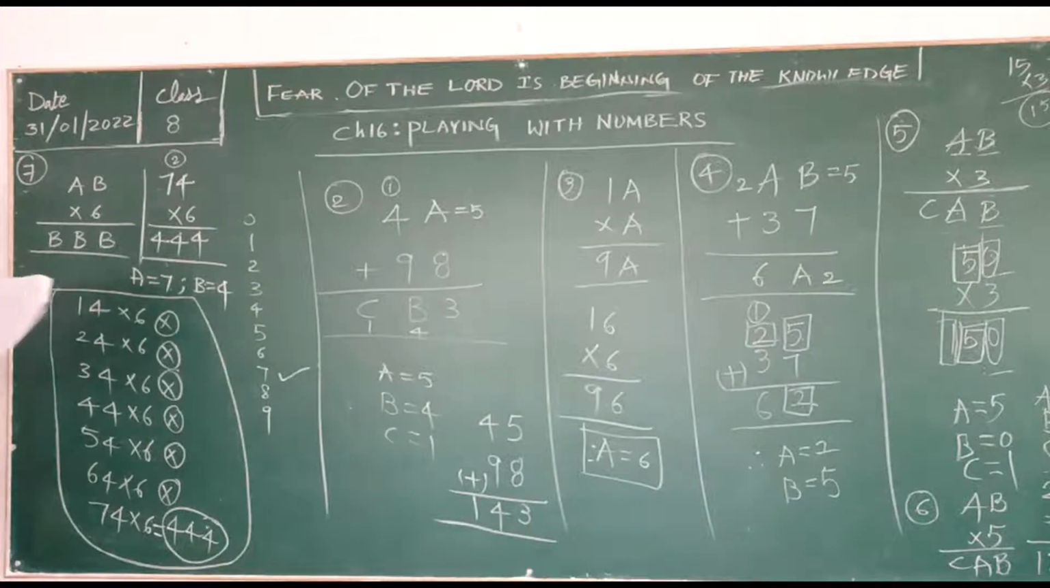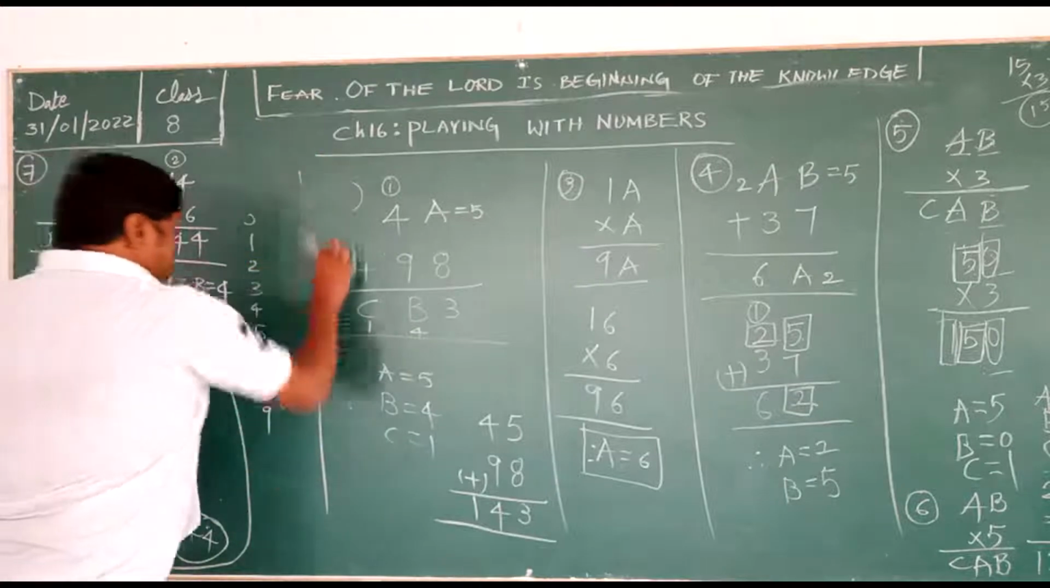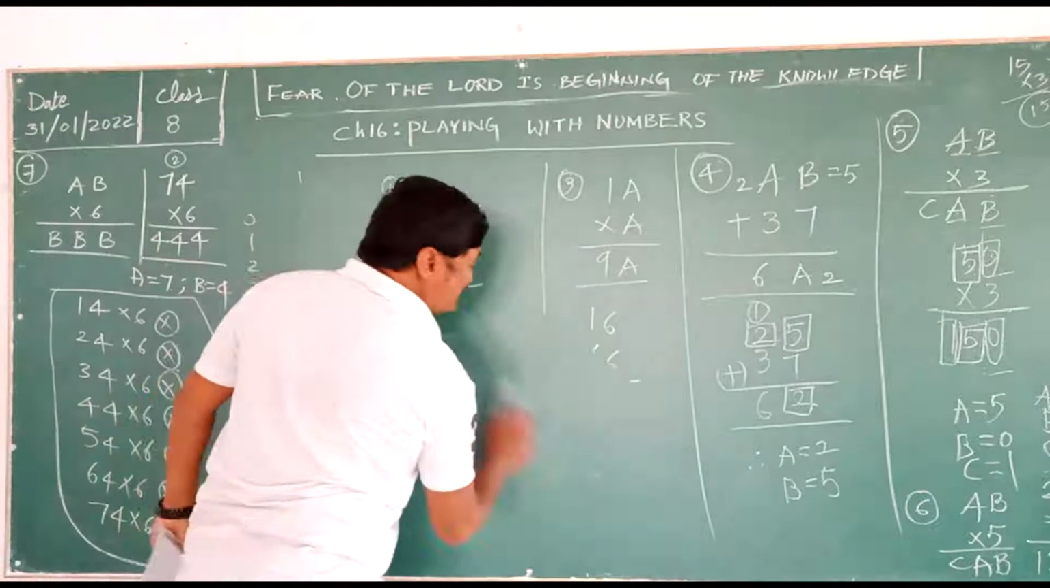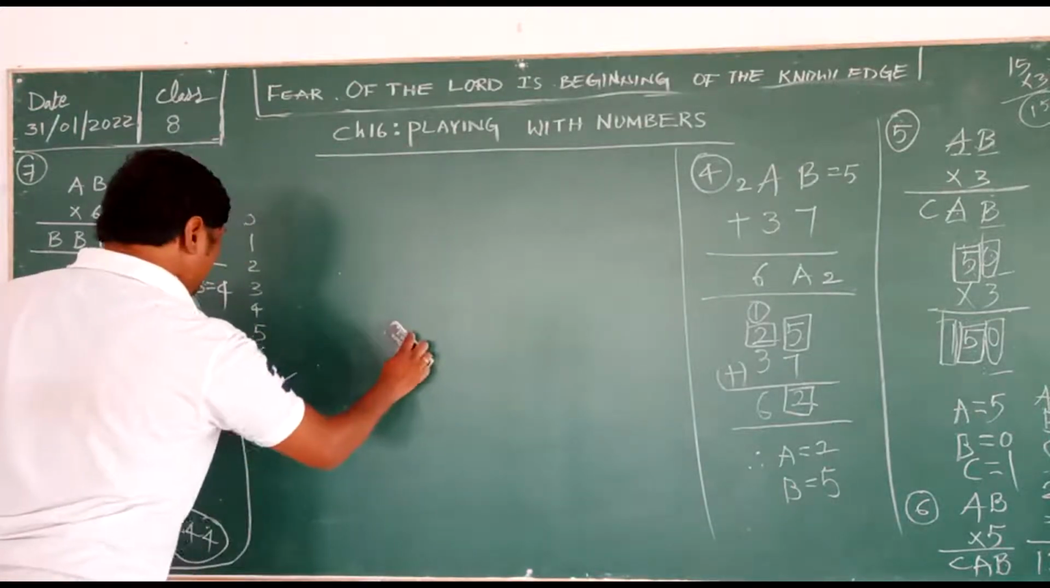Eighth onwards, again additions. 8, 9, 10, additions again. So who is going to solve additions? Let me check. You need to answer now properly. At least additions, properly answer.